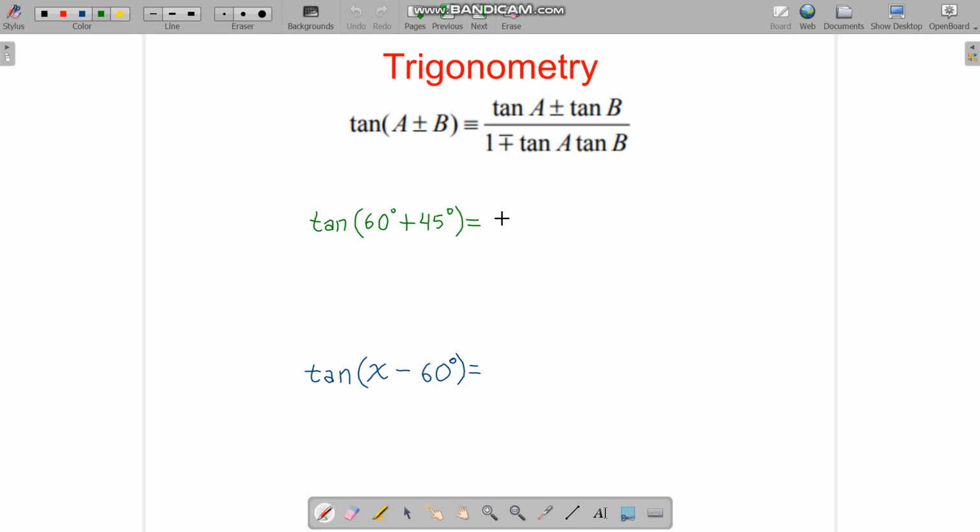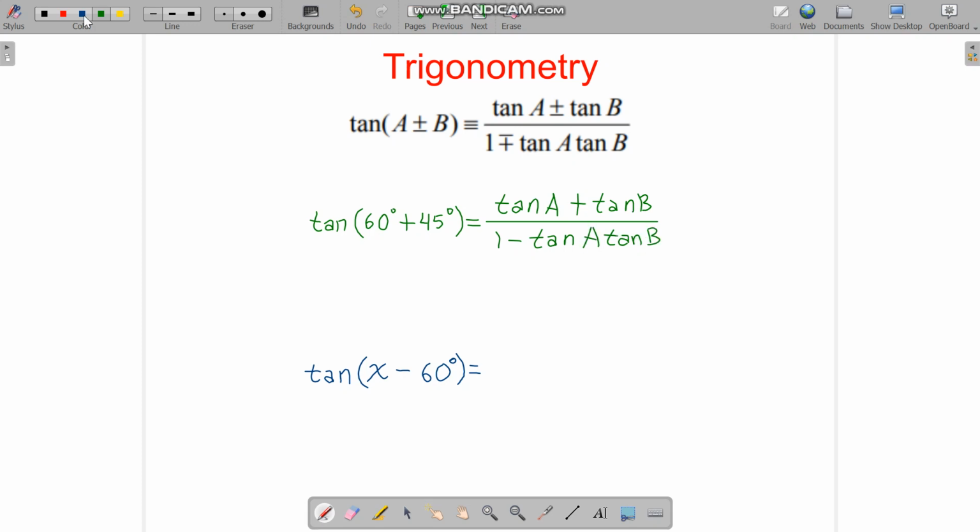So here we have the division line, tangent plus tangent over 1 minus tangent times tangent. And now for the pattern for A minus B.